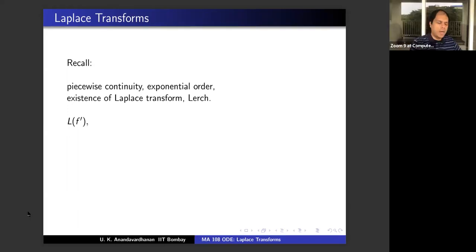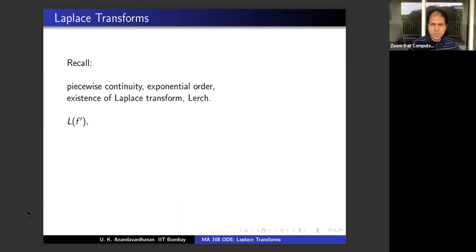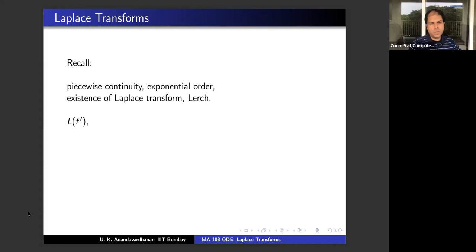Okay. And then we had a formula for L of f prime. You remember this? You had to assume some conditions. Under those conditions, what was L of f prime? Yes, s times L of f minus f of 0. So basically, it is multiplying by s.